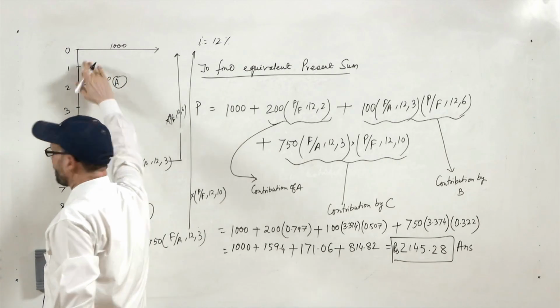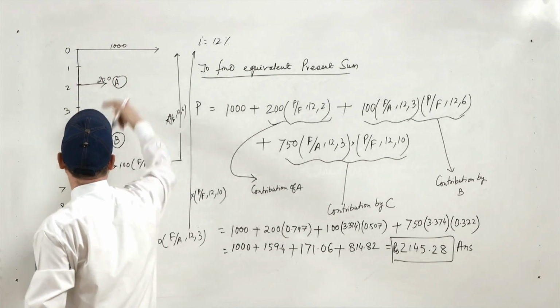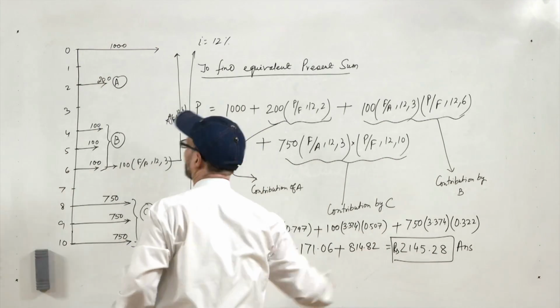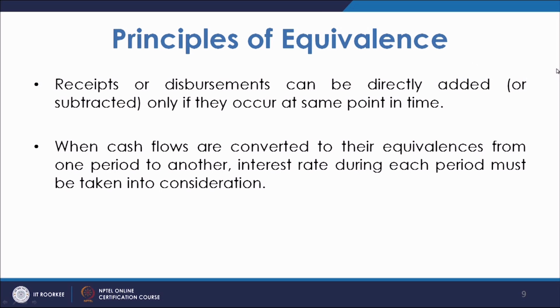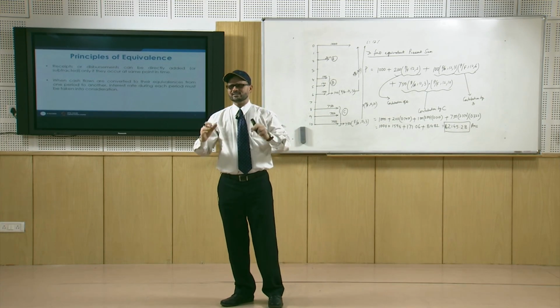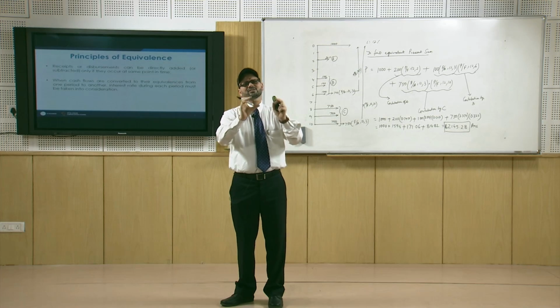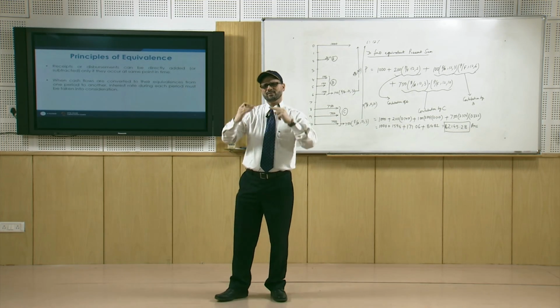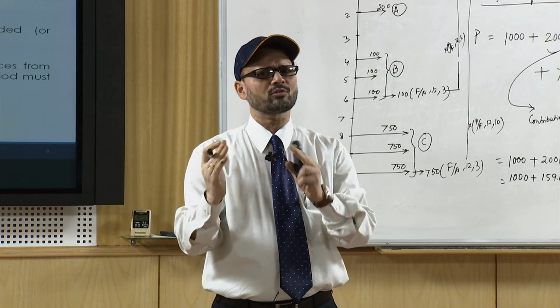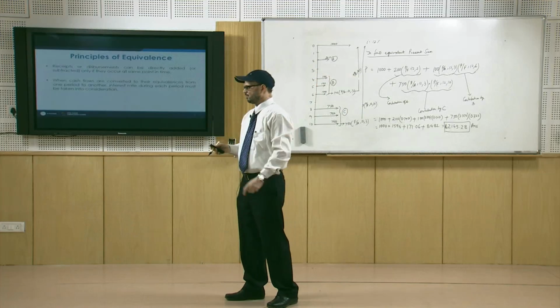At this time we have converted all these cash flows and then we have added them and we got this answer. Next, when cash flows are converted to their equivalences from one period to another, the interest rate during each period must be taken into consideration. So, this we will discuss next, when we will see how the different interest rates in different periods have to be taken separately while calculating their equivalent values at a particular time.